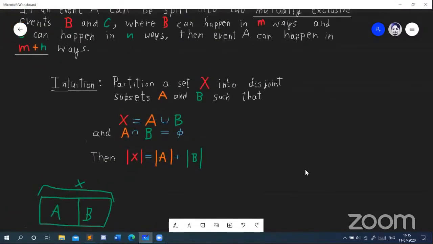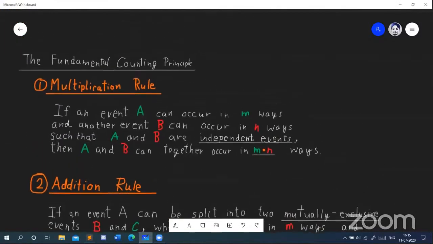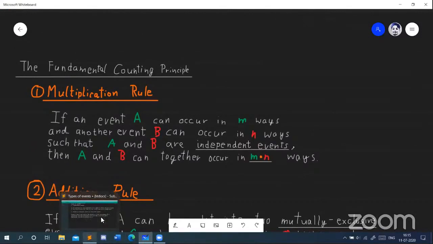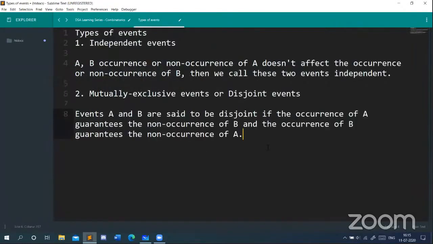now that we know these two counting principles, we can quickly get to some further concepts. And what do we have next? A quick review of factorials, right? So what is a factorial? I hope you are already familiar with this. If you're not, I'll just give you a quick introduction, right? So if I were to say n factorial.